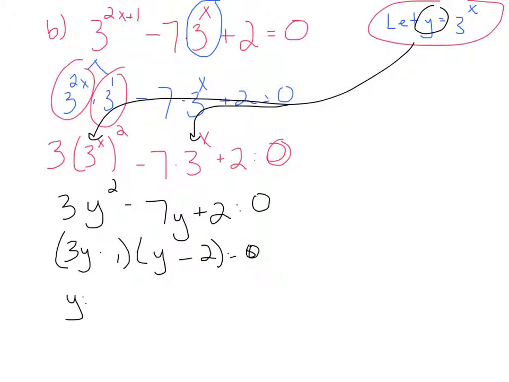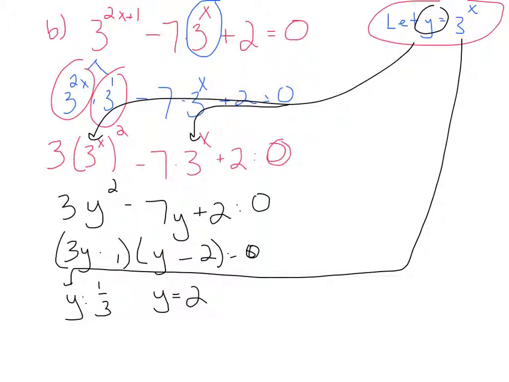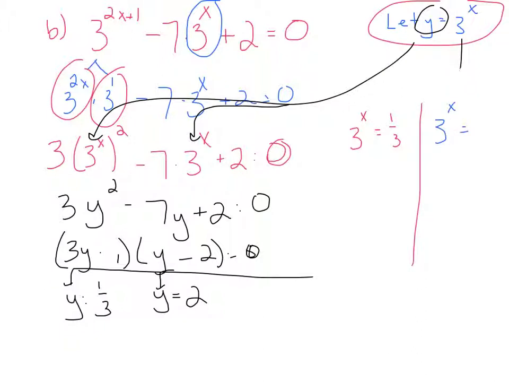So y could be 1/3 or y could be 2. The question is, are you done? Yes or no? You're not done. Remember, we said y was really 3 to the x. So, over here, I'm going to erase some of this arrow to give myself some space. Over here, instead of y, we're going to put 3 to the x equals 1/3, and 3 to the x equals 2. Because we're just replacing these y's down here, guys.